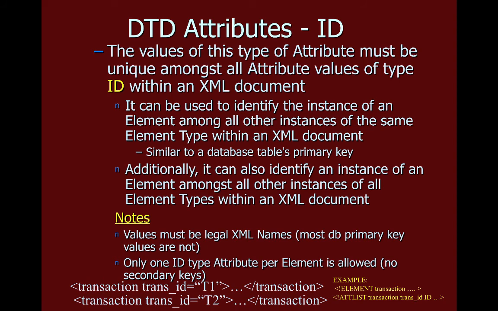So here's an example. You have trans_ID as an attribute of transaction, and the value of that is some identifier, some string, which has the type ID, which means that in this case T1 in the example has to be unique within the page, T2 has to be unique within the page. There cannot be two transaction elements with the same trans_ID value.